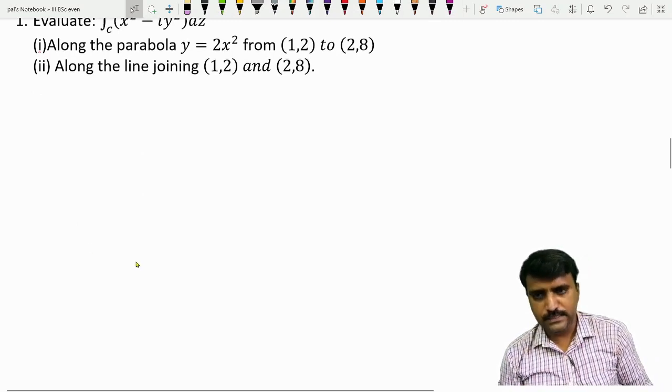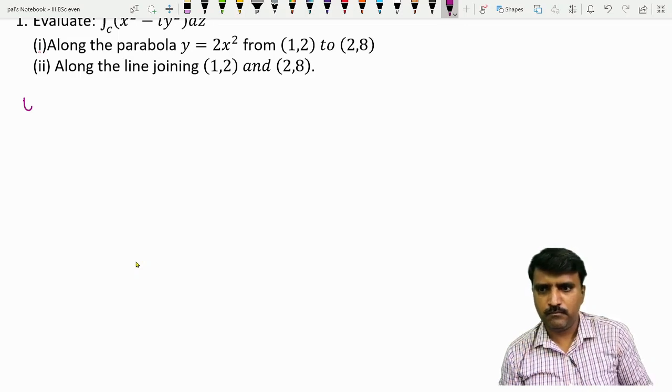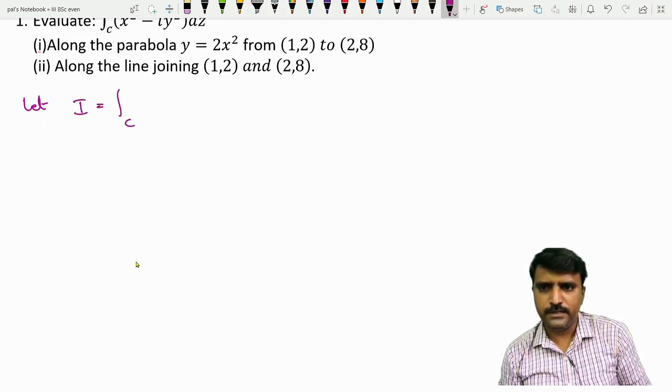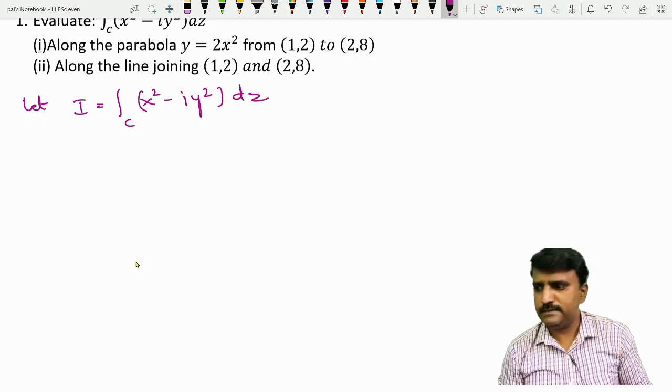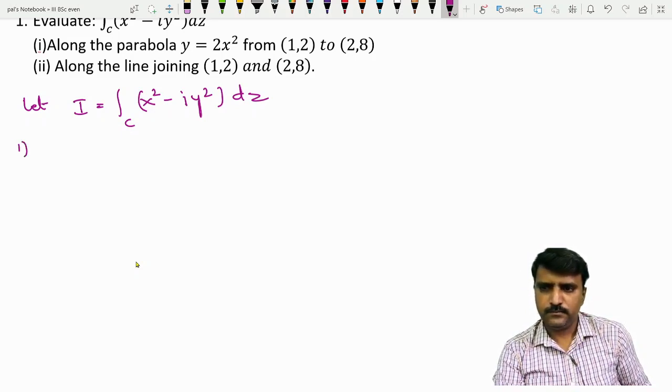So, to solve this, let I be equal to integration over c of x square minus i y square into dz. This is the given problem. First, case one, along y is equal to 2x square.